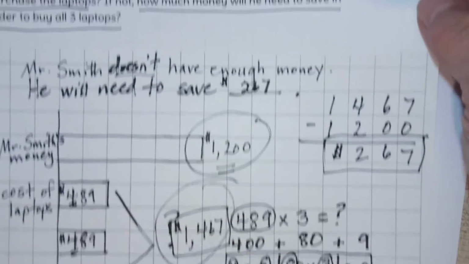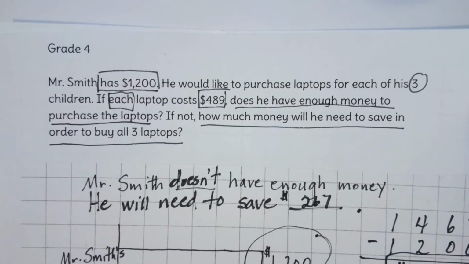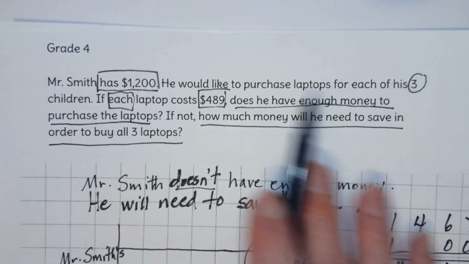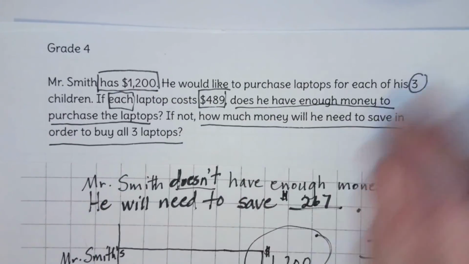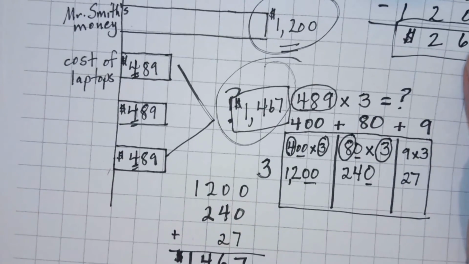Okay? So this problem had multiple steps, and it had multiple questions. So it's really important when you have a word problem to look for what they're asking you, to look for what information they are giving you, and to draw a bar model to represent the problem.